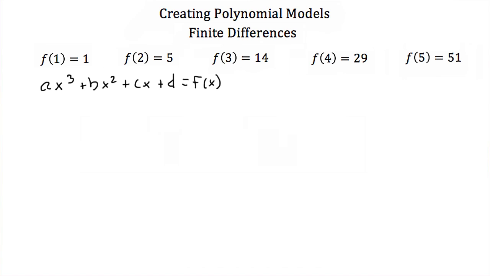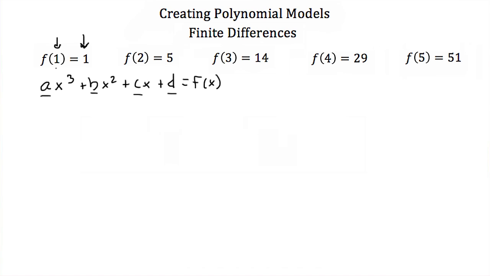But we don't know our coefficients, so what we did is we replaced our coefficients with variables a, b, c, and d. Now, to find our coefficients, or to solve for these variables, we're going to need four equations because we have four unknowns, a, b, c, and d. And to find our equations, we're going to plug in our x and our f of x values.